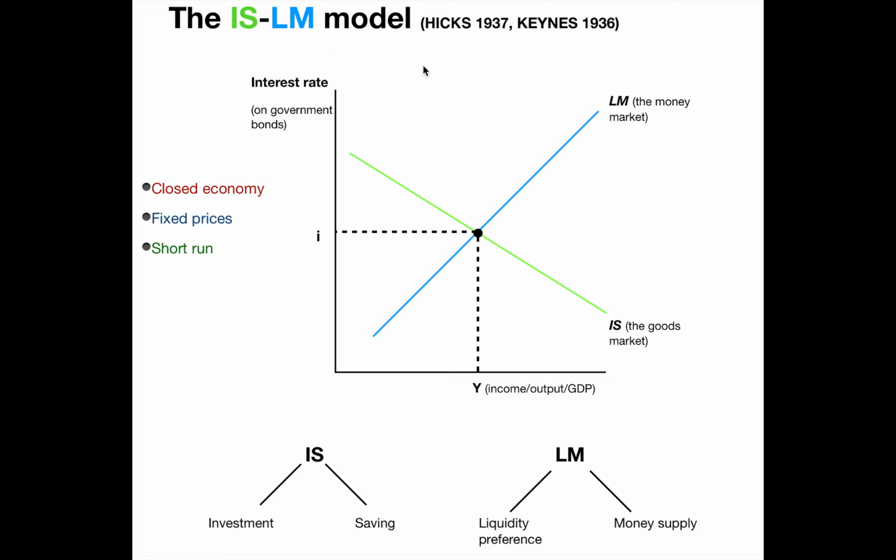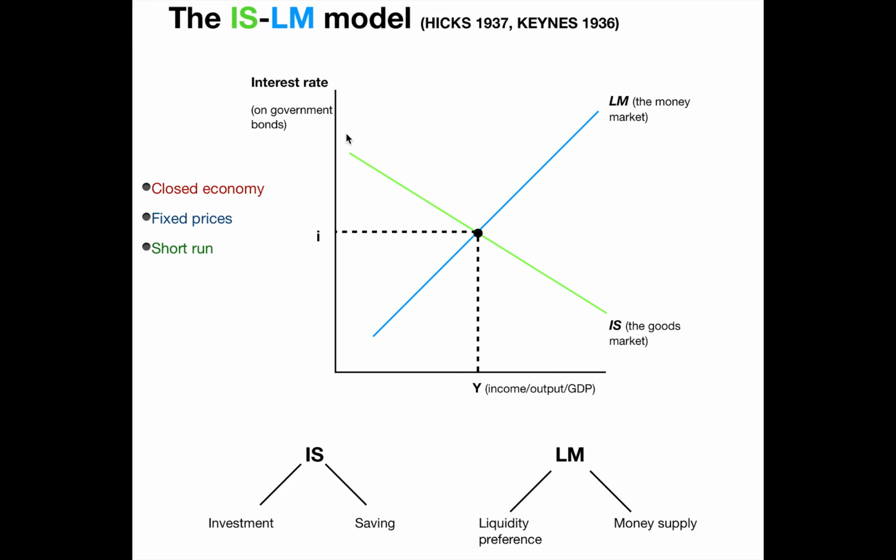The IS-LM model was developed by Hicks in response to John Maynard Keynes' theory of unemployment, interest, and money. Before we start talking about this model, we should say that the economy is closed, the prices are pretty much fixed, and it's the short run. So this model, in general, works for real output and real interest rates. So it's a pretty much fantasy world.